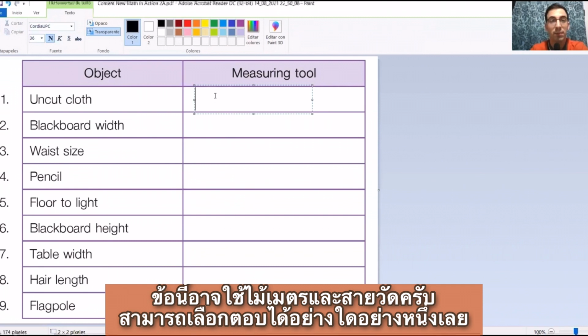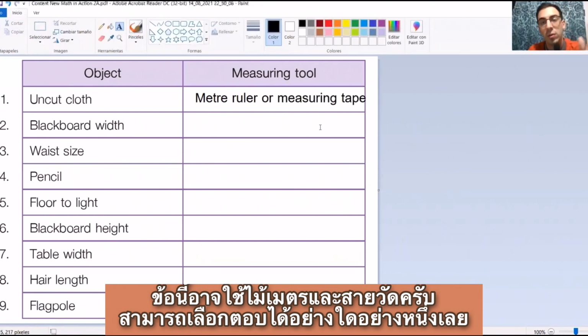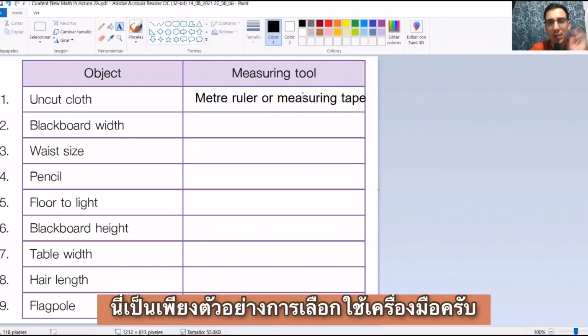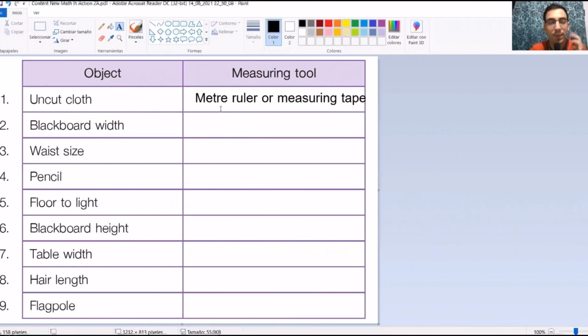So we can use meter ruler or measuring tape. You don't need to write both. You can write just one. This is just an example of what you should do.